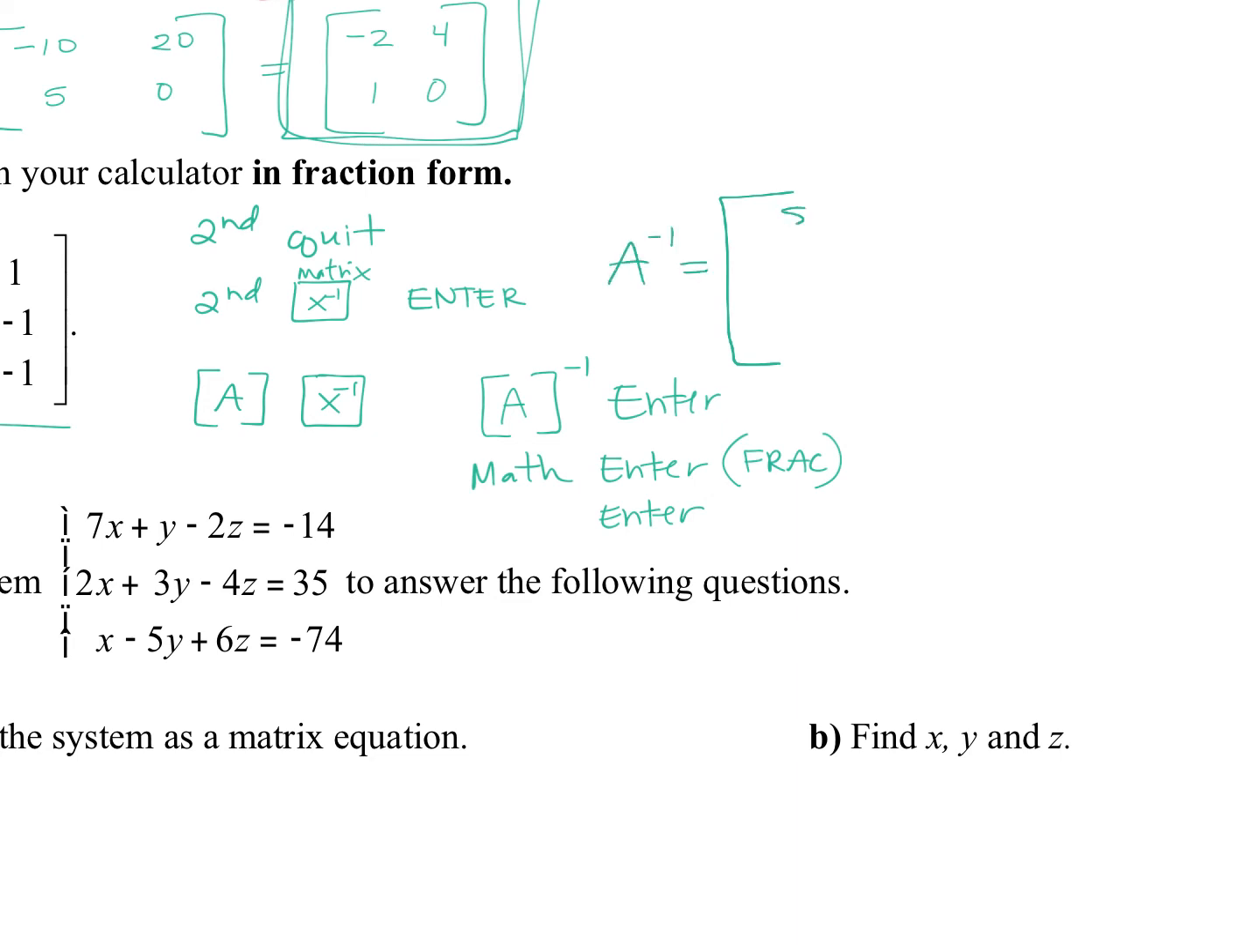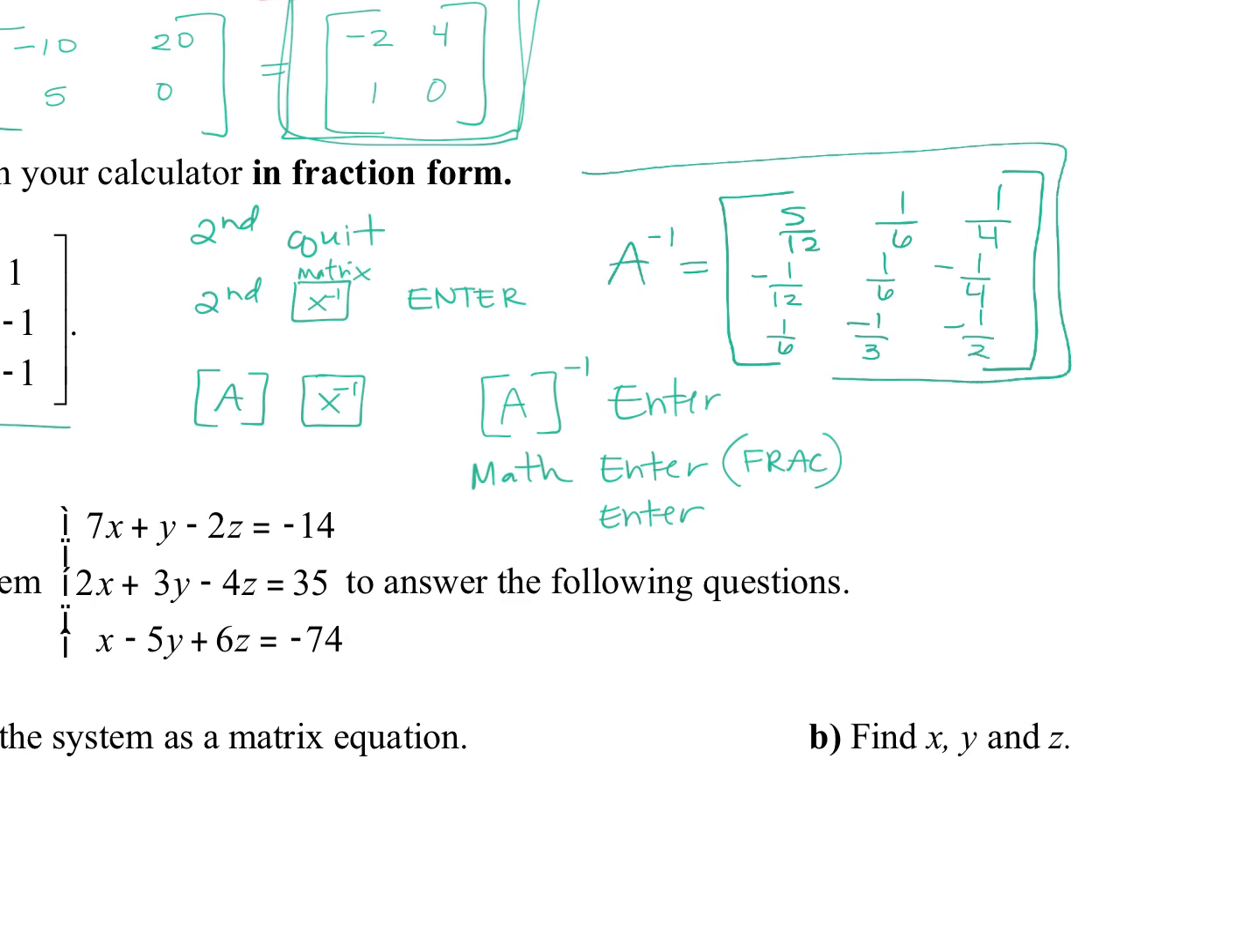It should be 5/12, 1/6, 1/4, -1/12, 1/6, -1/4, and then 1/6, -1/3, and -1/2. Okay, that should be your inverse.